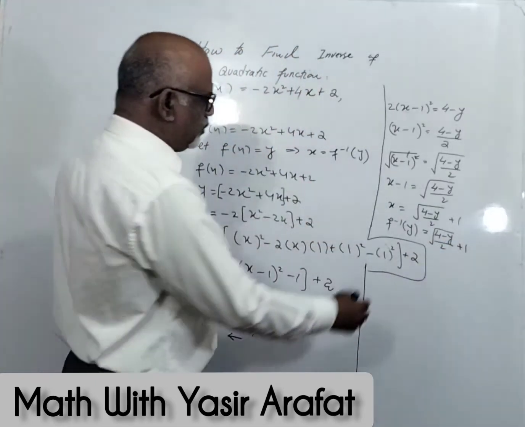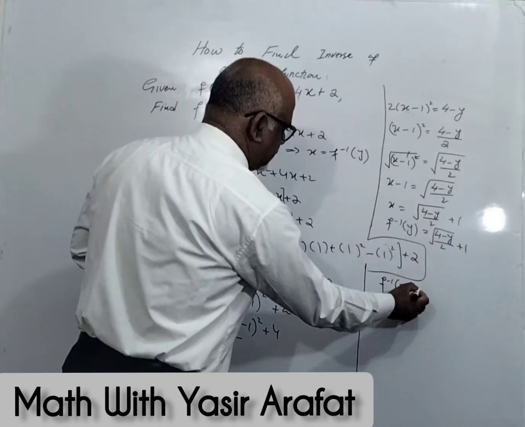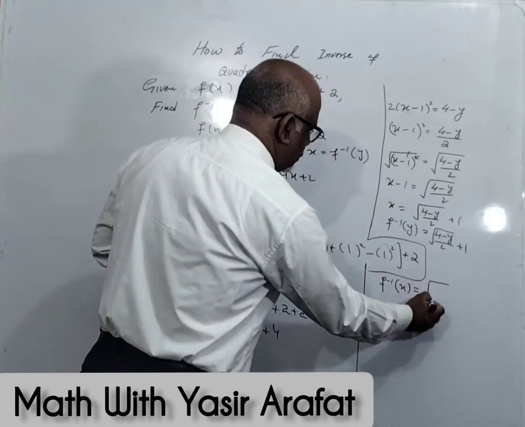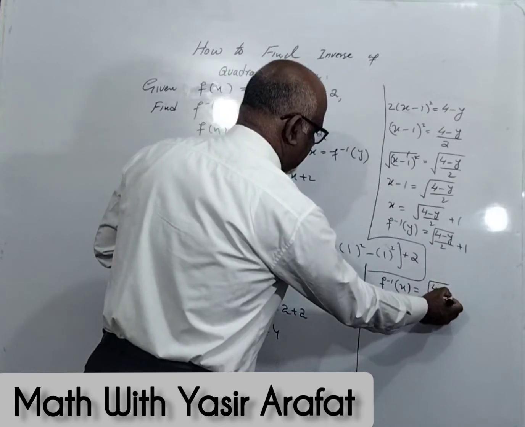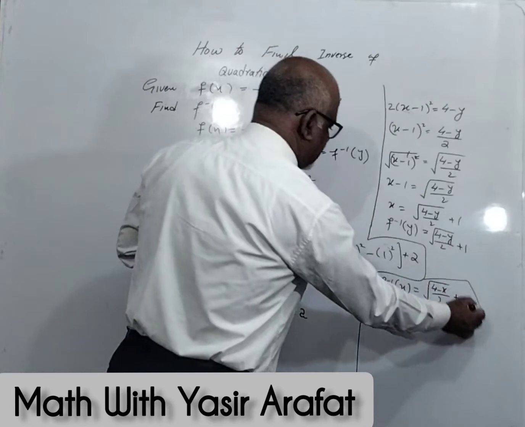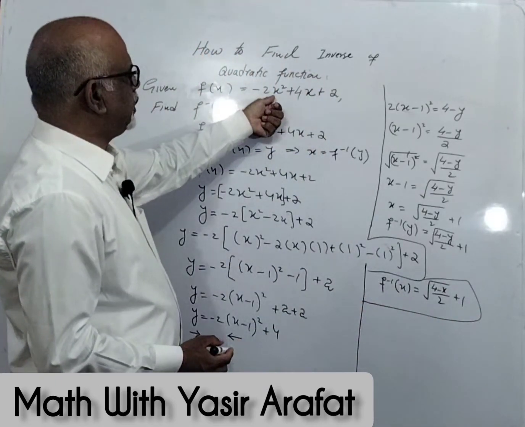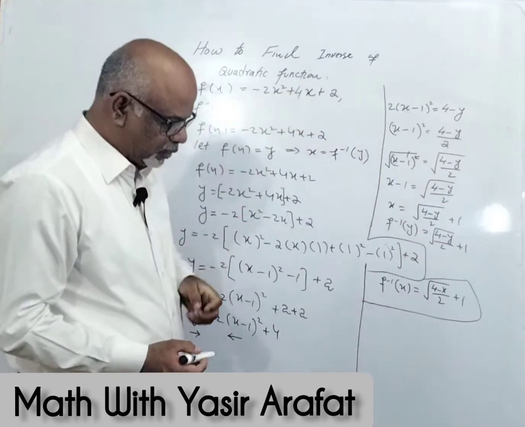Now put the value of y here, that is x. So this is f inverse of x, which is equal to the square root of 4 minus x divided by 2, plus 1. This is the inverse function of the quadratic function minus 2x square plus 4x plus 2.